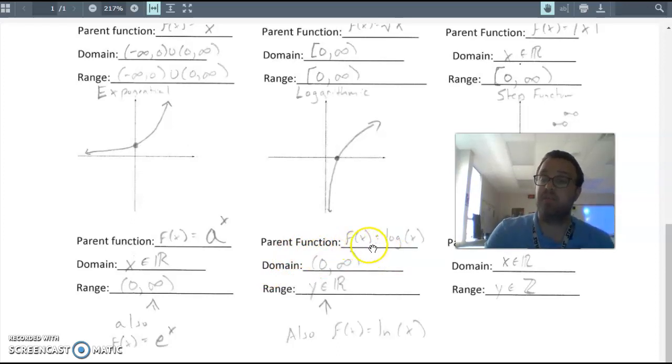Our parent function for this one is log of x. It's literally just the word log of x. Okay, and yes, this is a function. It's doing something, and we'll see that more when we do transformations later. Okay, and it kind of, again, looks like the opposite of the exponential function.